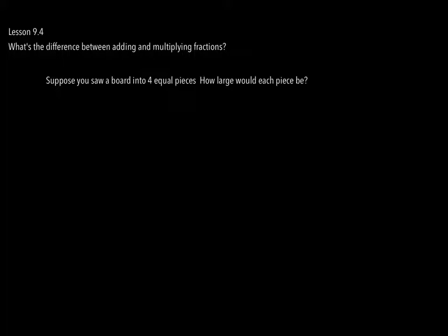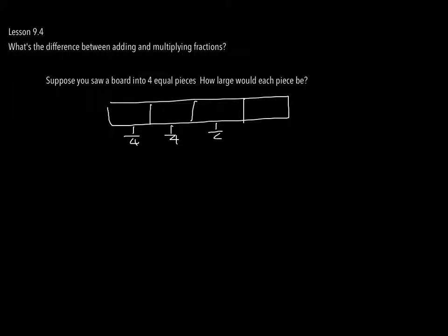Suppose you saw a board into 4 equal pieces. So let's take our board and saw it into 4 equal pieces. How large would each piece be? So let's go whoop, whoop, and whoop. If I had graph paper, it'd be a little bit neater, but this is what we're going to have. And each piece is going to be 1/4, 1/4, 1/4, and 1/4, because I'm taking 1 and dividing it by 4, we're going to get 1/4. So that's the beginning.